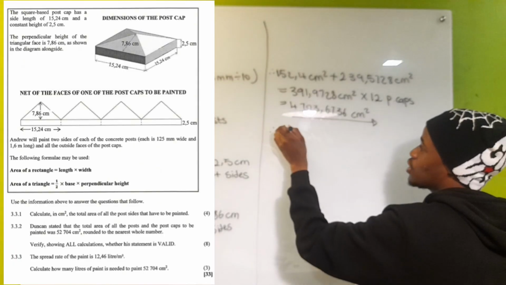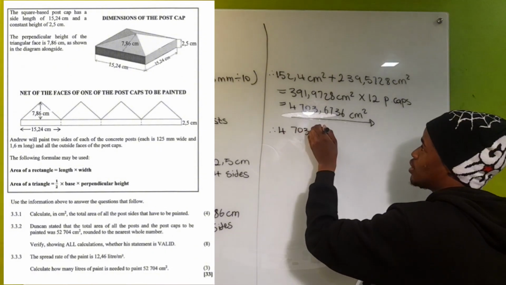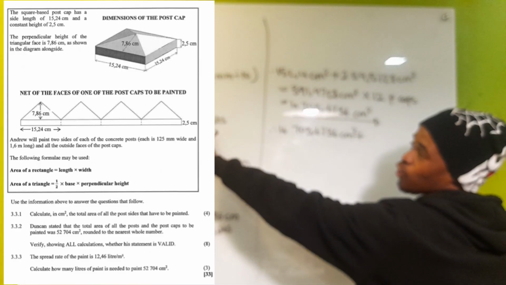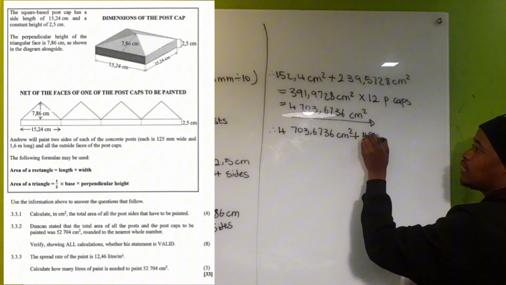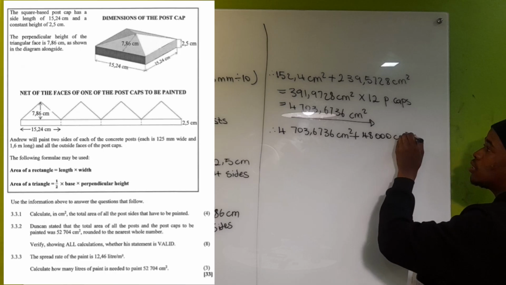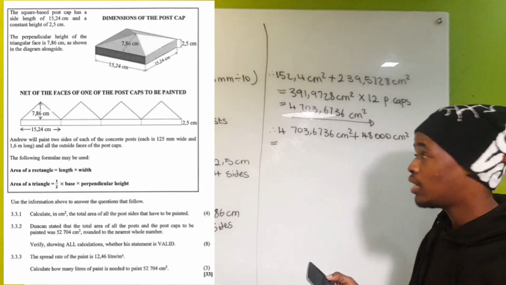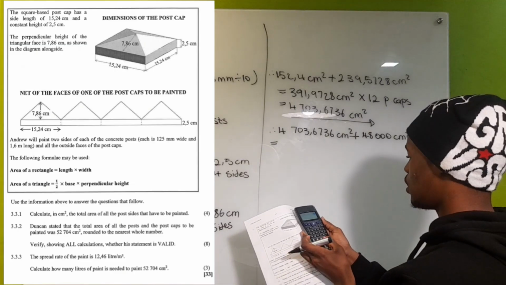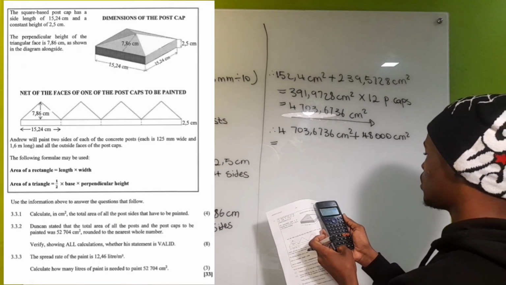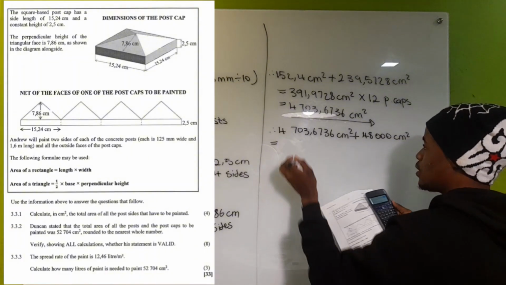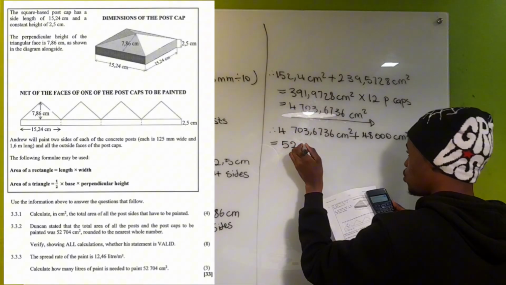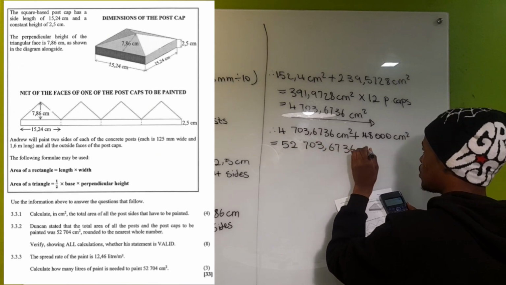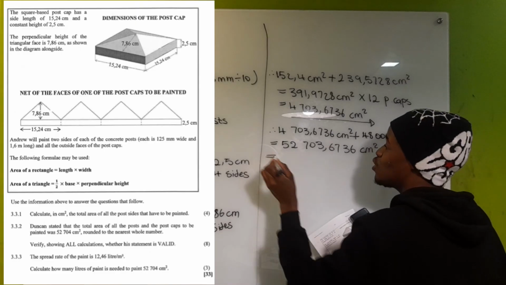We're going to say 4,703.6736 centimeters squared plus the area of 12 posts, which is 48,000 centimeters squared. Let's see how much that gives us. So it's 4,703.6736 plus 48,000. That gives us a total of 52,703.6736 centimeters squared. This is your final answer.